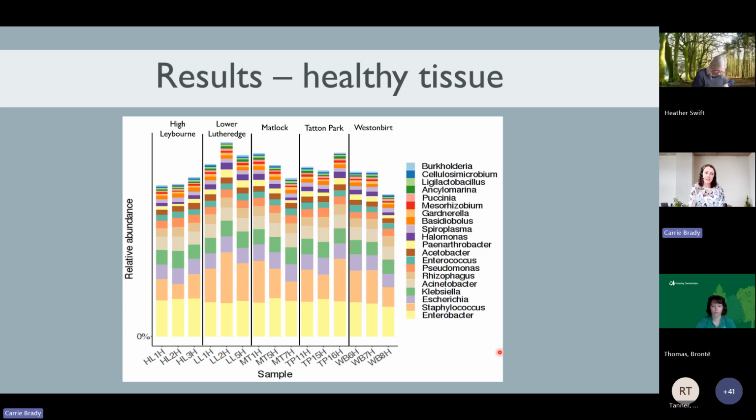And what we can see at a first glance here is that the relative abundance of microbes in the healthy Lyme tissue appears to be a lot more stable, both between trees at the same site and also between the different sites, which in itself is quite interesting. But again, this is something that needs a lot more analysis and also comparing to the diseased data as well.